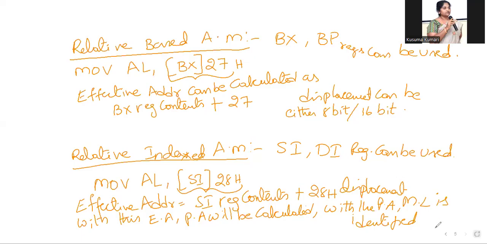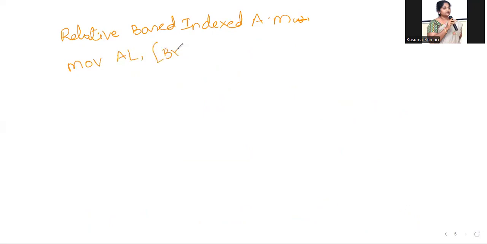Okay. Next one is the relative based indexed addressing mode. Relative based indexed addressing mode with relative. So that is move AL comma BX SI 28 hexa. Now this is the instruction format. In this instruction, this is the effective address.